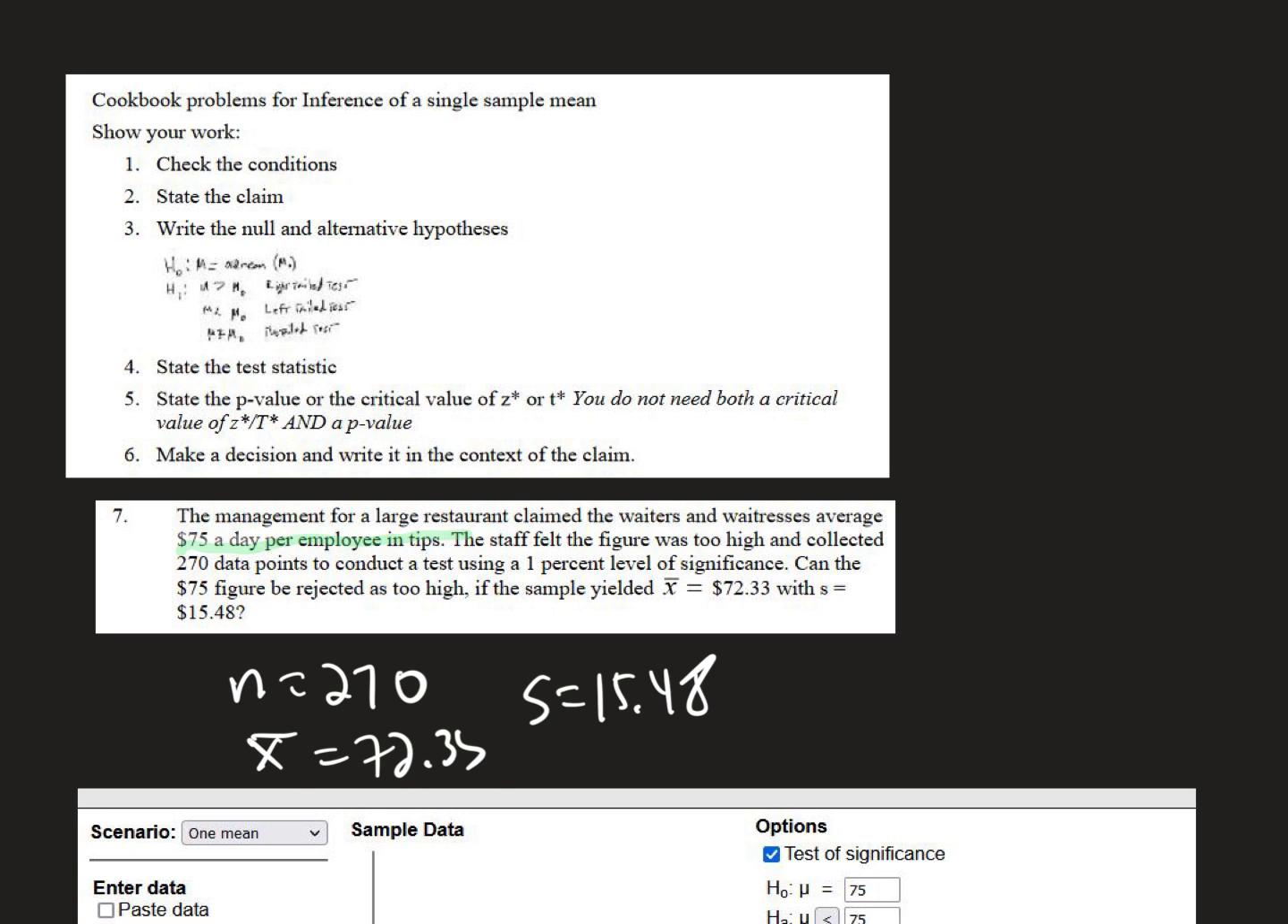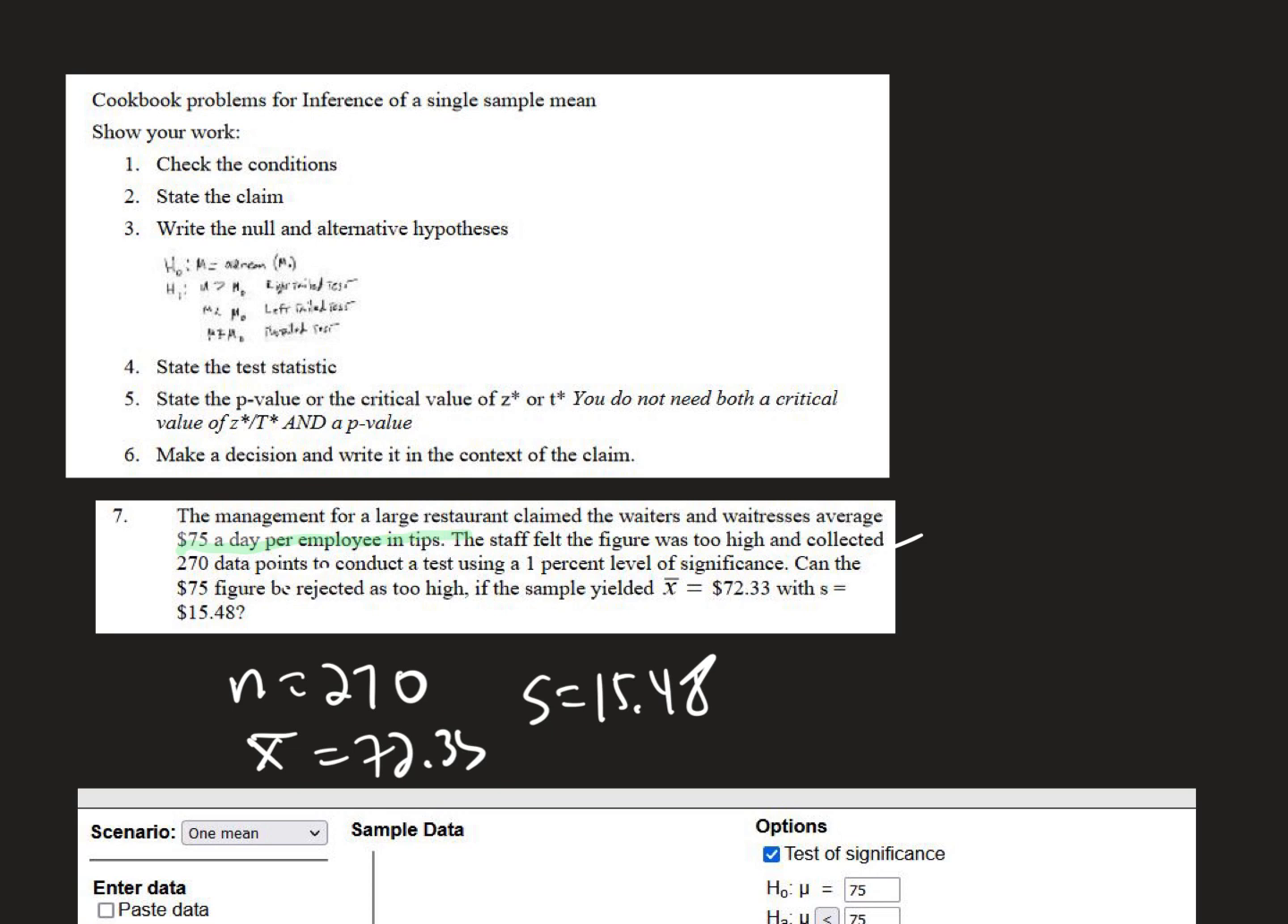So let's see what we're going to do. What conditions do we need to see? Well, it looks like it's a random sample. They don't say this is a random sample, so that's an issue. It would have been nice to know that. So what you can say is, this doesn't seem to be a random sample, but we're going to go with it anyway. So you make those comments.